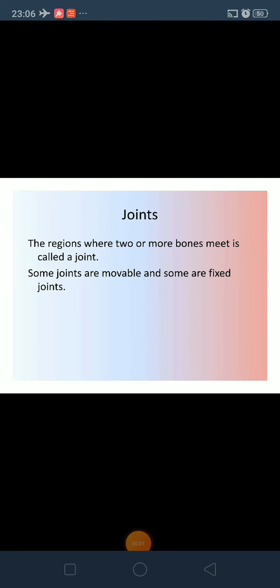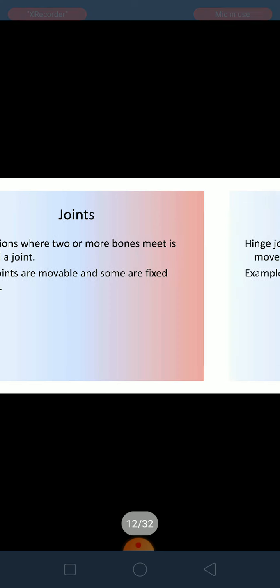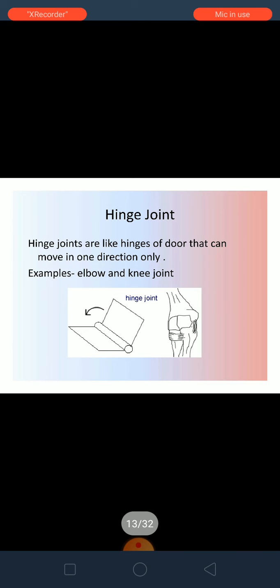Joints. The region where two or more bones meet is called a joint. We have different types of joints in our body. Some of them are movable, which helps in movement, and some are fixed joints. Some of the movable joints are hinge joint, ball and socket, pivot, and gliding.